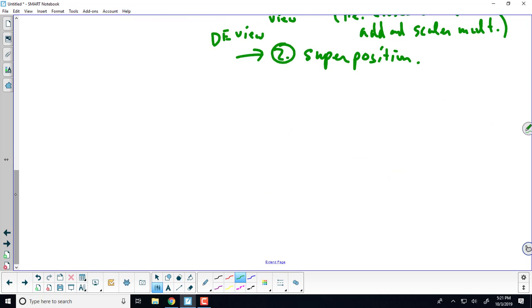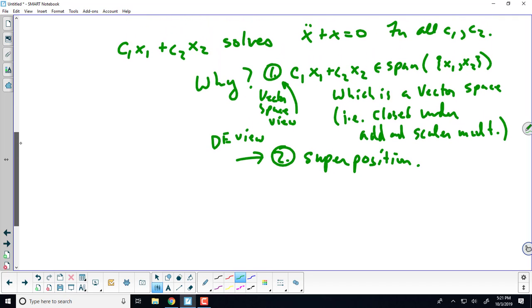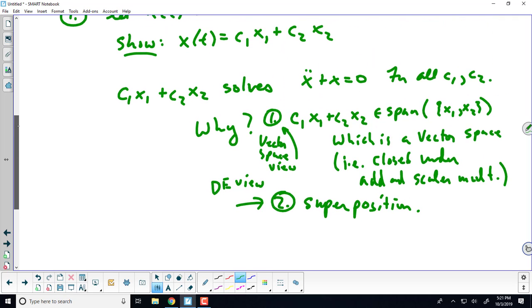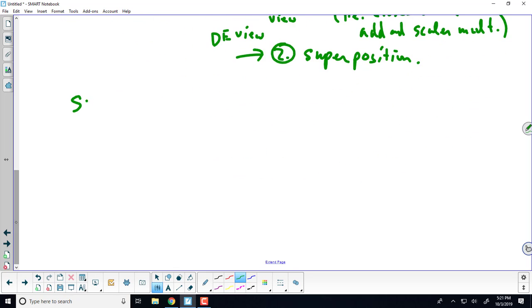Okay, then we need to show that this solution also satisfies the same IVP that this one does. So suppose, and this part's not going to be clear, I think, until we get to the end of it, but suppose this is the solution, that x of t naught equals x naught, and x prime of t naught equals x naught prime.